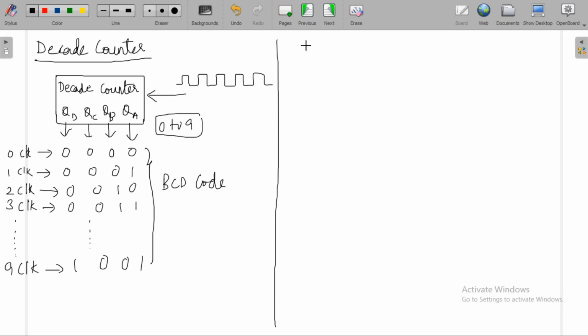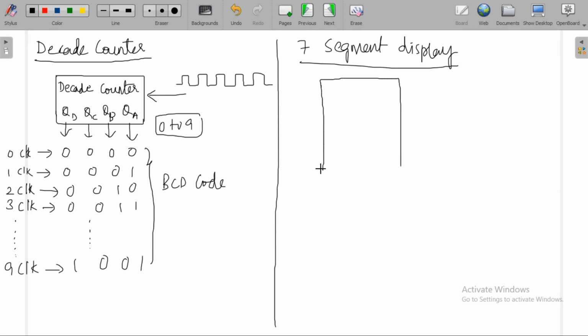Coming to 7 segment display. You're going to have 7 LEDs. This is A, B, C, D, E, F, G. 7 LEDs.